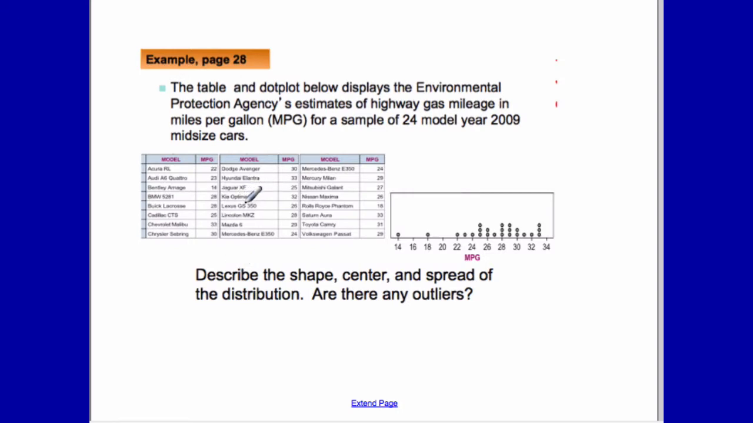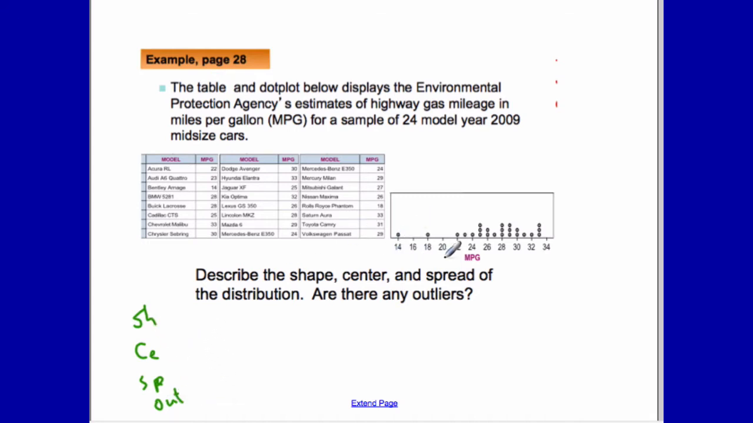Here's an example. The table and dot plot below display the Environmental Protection Agency's estimate of highway gas mileage in miles per gallon. So here's our model, and here's our miles per gallon. And this is just 3 sets of data here, but it's continued. It says, describe the shape, center, and spread of the distribution. Are there any outliers? So they want us to go through and talk about SOCs. What you would do is write shape, center, spread, and outliers on your piece of paper, and then go through and explain each one of them.